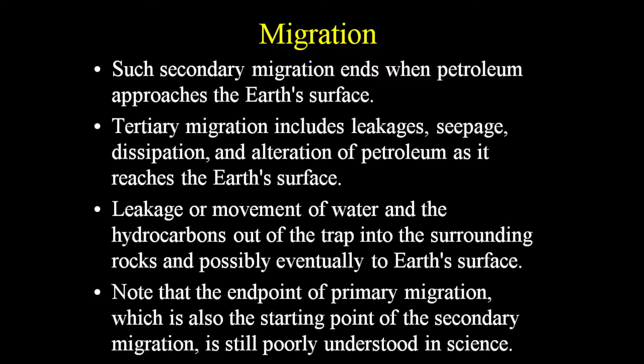Tertiary migration includes leakages, seepage, dissipation, and alteration of petroleum as it reaches the Earth's surface. Leakage is the movement of water and the hydrocarbons out of the trap into the surrounding rocks and possibly eventually to Earth's surface. Note that the endpoint of primary migration, which is also the starting point of the secondary migration, is still poorly understood in science.